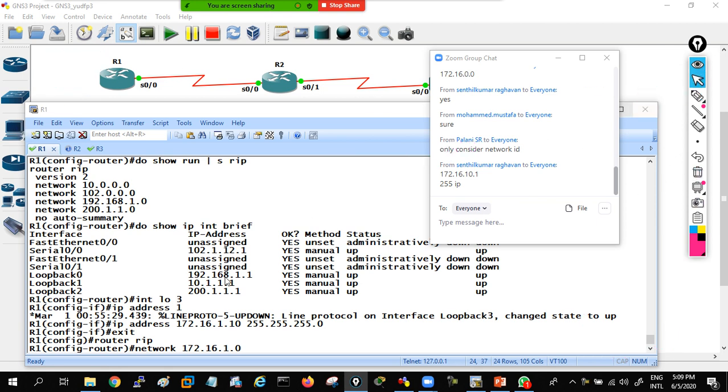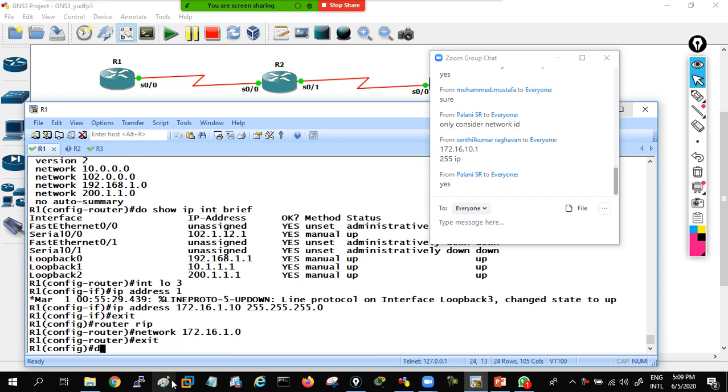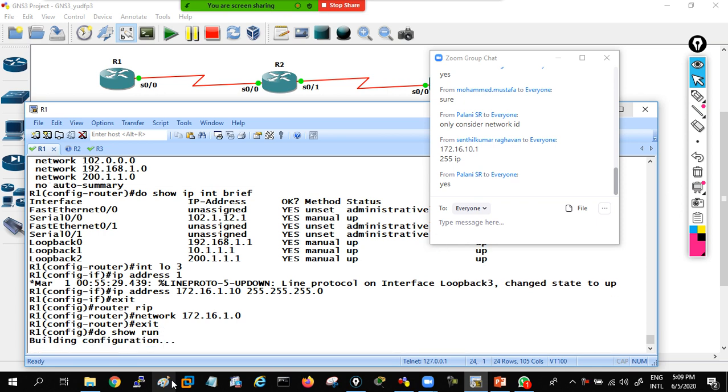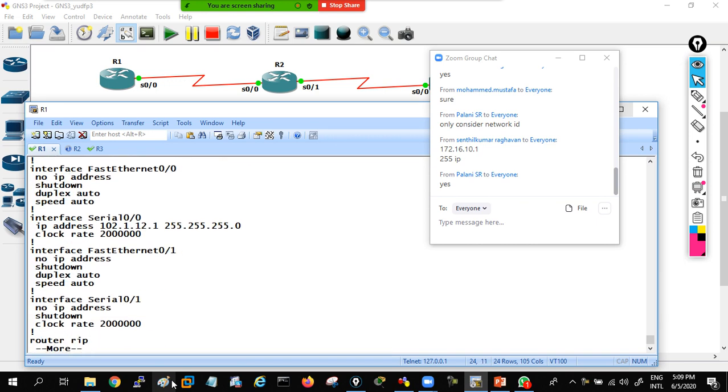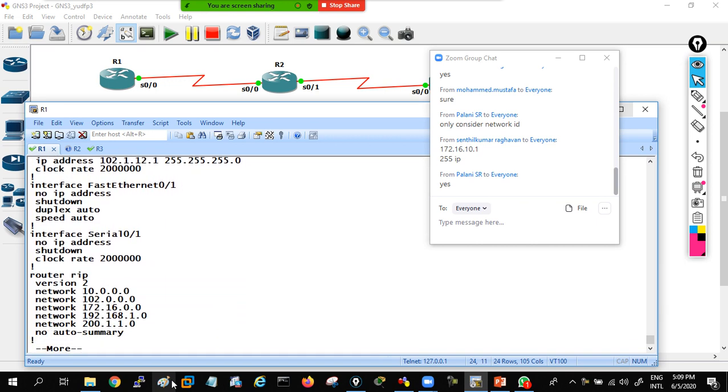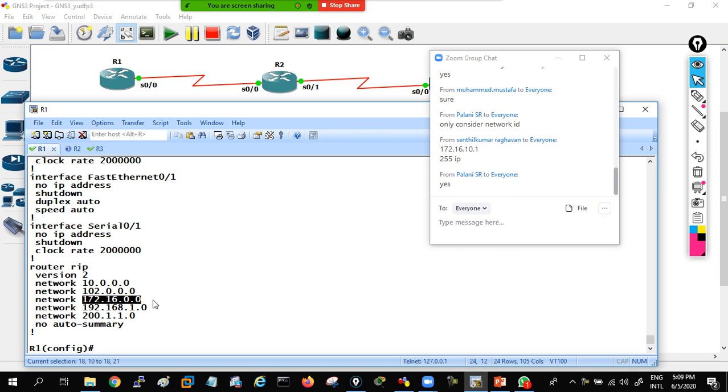Now let's go, and Ali is waiting to see this output. Let's not waste his time. Now advertise 172.16.1.0. Now do show run section. You don't need to go all the way through show run to see the RIP configuration in your routing table. See there, Mr. Ali, did you see how it treated it? As class B. Yes, it's considered class B.